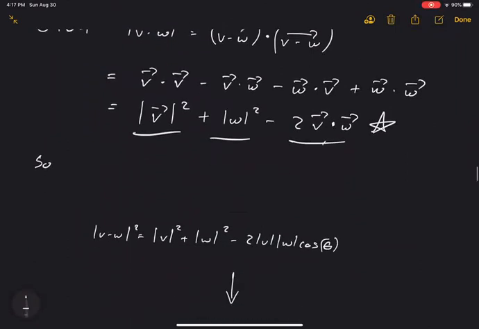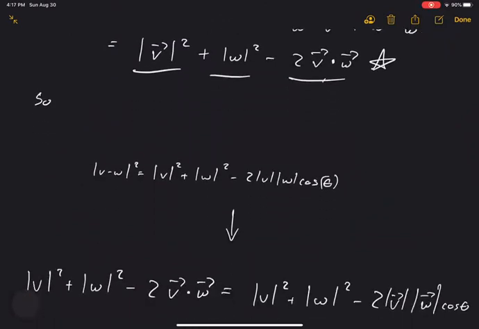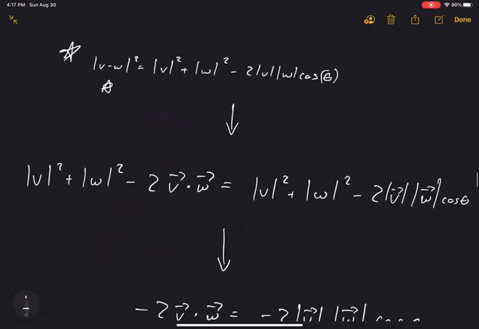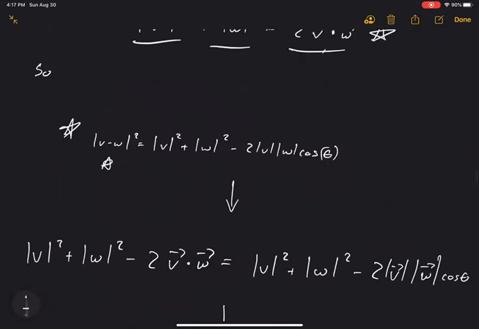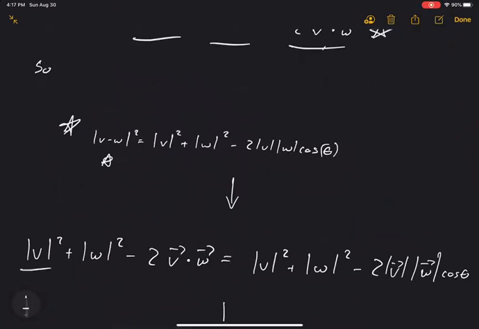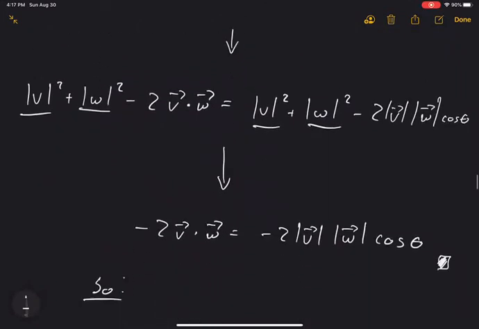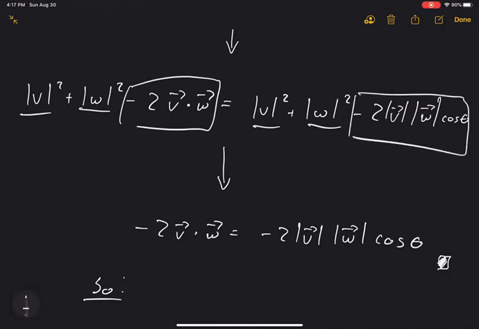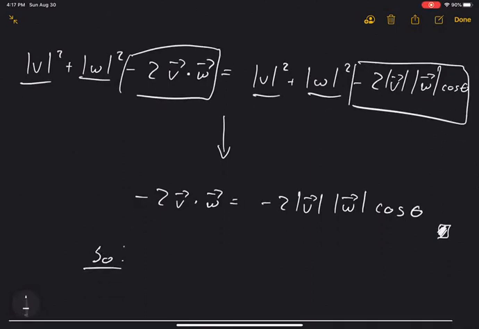So this was our law of cosines. We expand this left side, and we get this expression here. Now notice that the magnitude of v appears on both sides, and the magnitude of w appears on both sides, so let's just cancel those out. What are we left with? Negative 2 times the dot product of v and w equals negative 2 times the magnitude of v, magnitude of w, cosine of the angle between them.